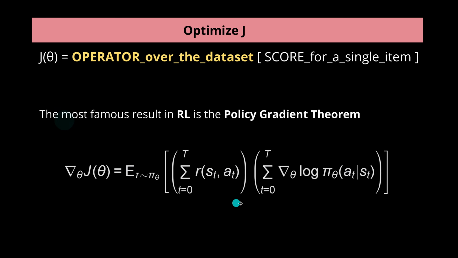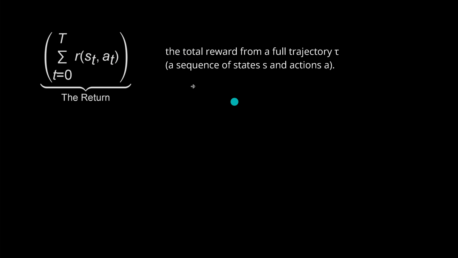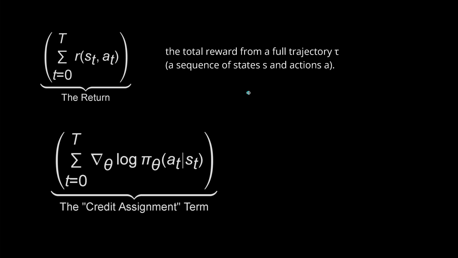So the first term, this is our R, is our reward. And you say, hey, I know this, this is very familiar. Yes, of course you know it. Anyway, the first term is simply the total reward over the trajectories, a sequence of states S and actions A. Great. But the second term is now the interesting term.